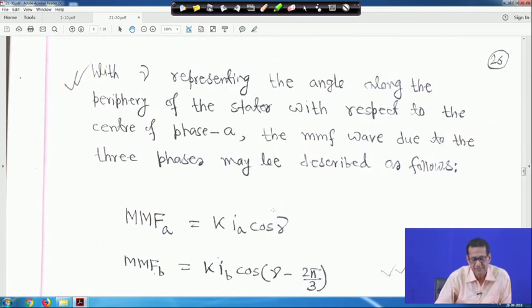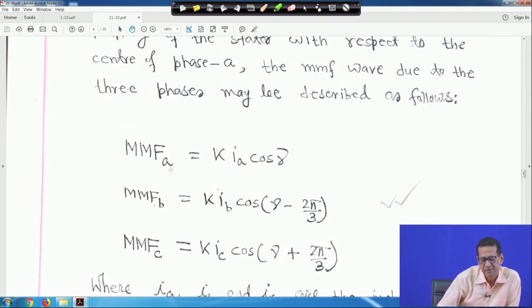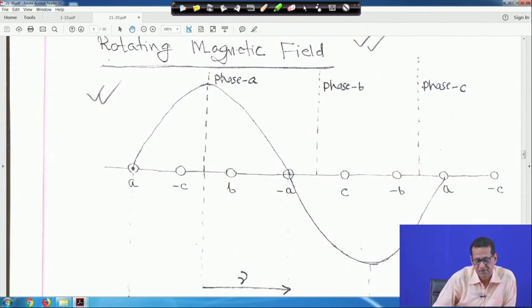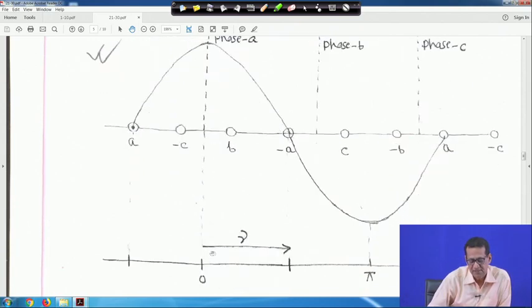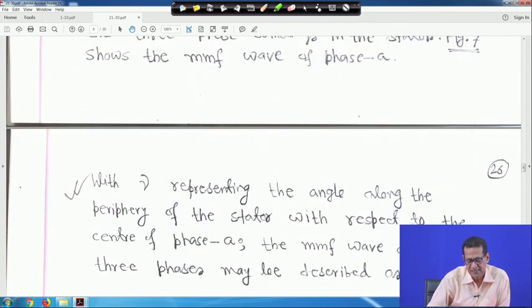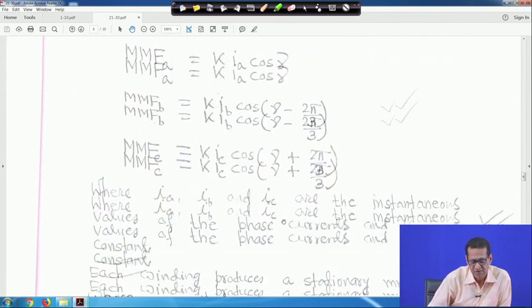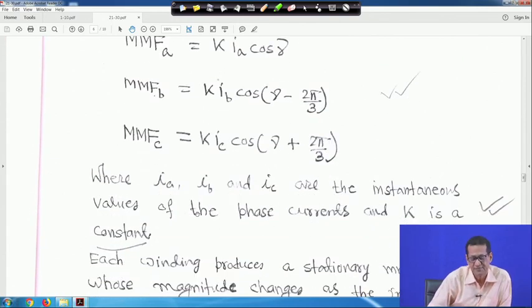So in this case, the MMF wave due to the three phases may be expressed as follows. We can write MMF for phase A as K Ia cos gamma. So this gamma is measured from this position, and K is some constant. Similarly for phase B, from the ABC sequence, it will be K Ib cos(gamma minus 2 pi by 3), and MMF C will be K Ic cos(gamma plus 2 pi by 3), right? Now Ia, Ib, Ic are the instantaneous values of the phase currents, right? And K is a constant.